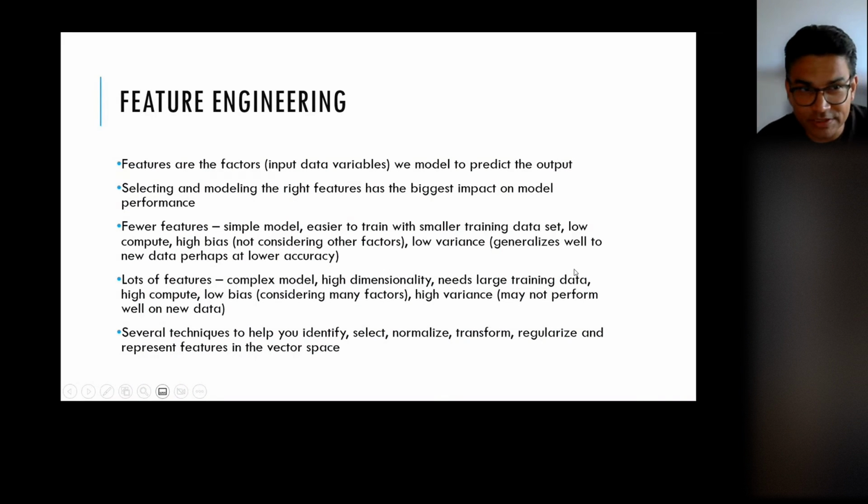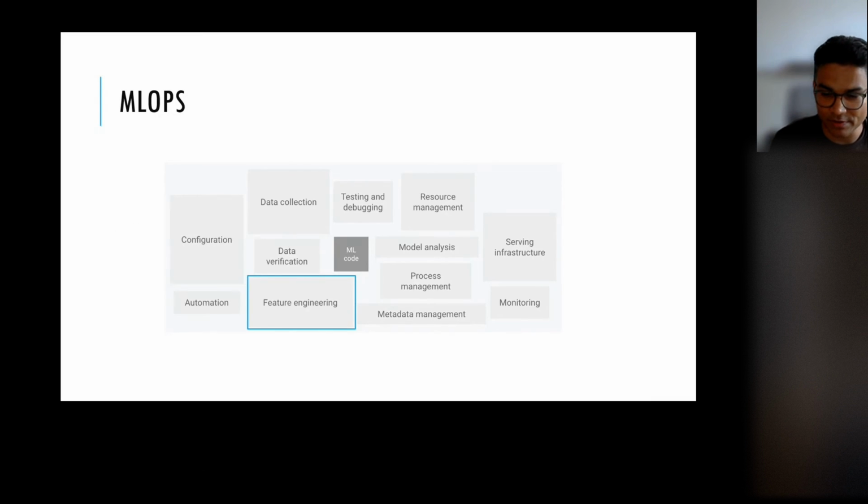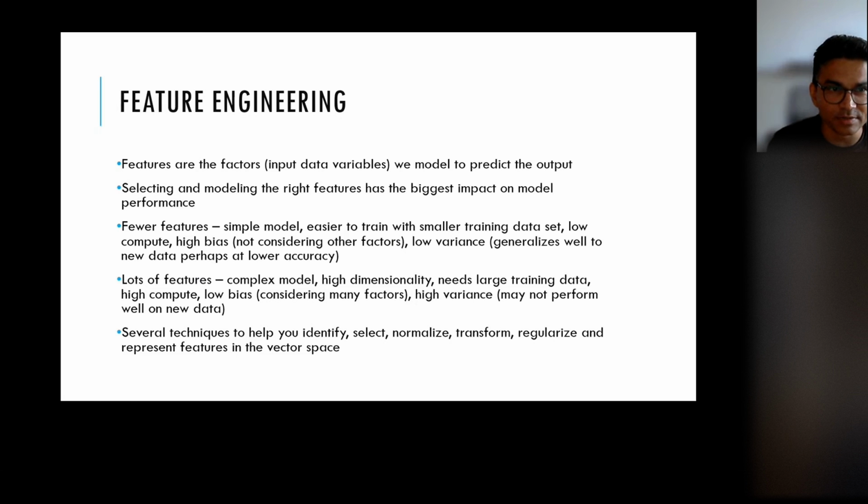All right, so I talked about feature engineering, which is one of the very important things, so I want to spend a little bit of time there. Features are the factors, the input data variables we model to predict the output. So for instance, the output is, let's say, the house price that we want to predict. The features would be square footage, the condition of the house, the school district it is in, longitude, latitude, or the city it is in, and so on. All that, crime stats, whatever.